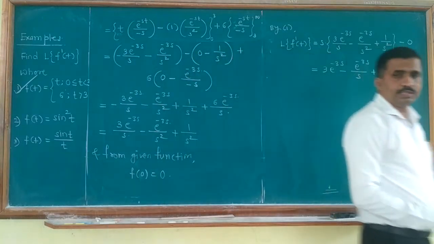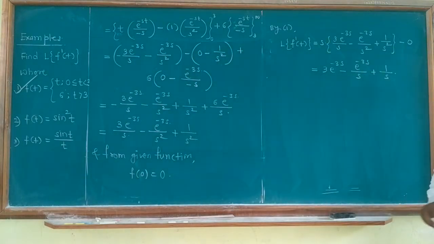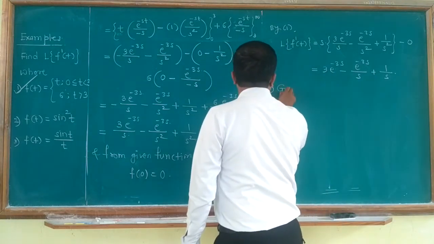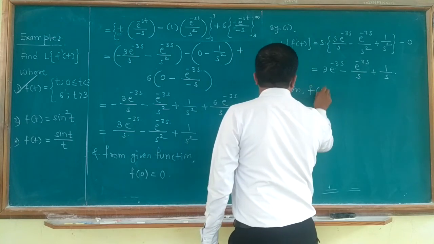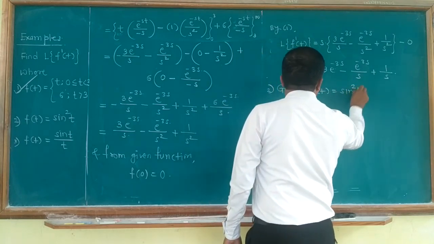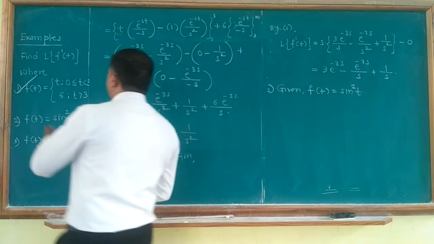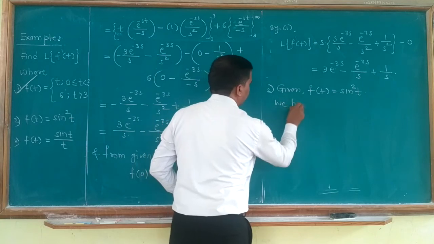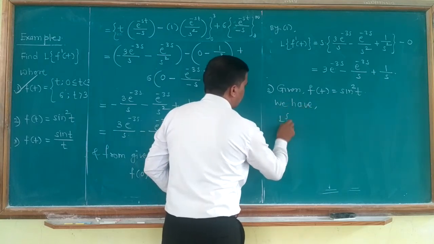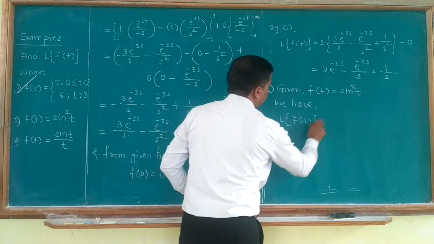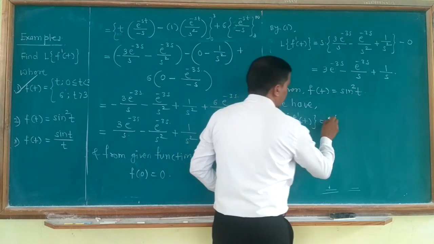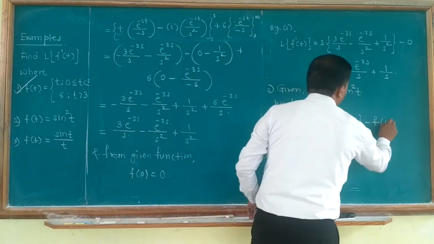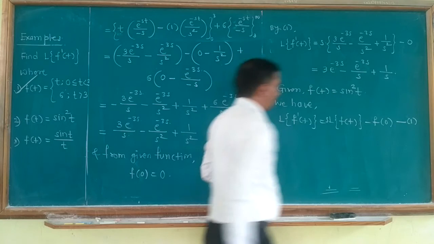Now, similarly, let us consider the second one. So f of t is equal to sine square t. This is the given function. Again, we need to find Laplace of f dash t. So you write the formula first. We have Laplace transformation of f dash t is equal to s into Laplace of f of t minus f of 0. Now this is equation number 1.